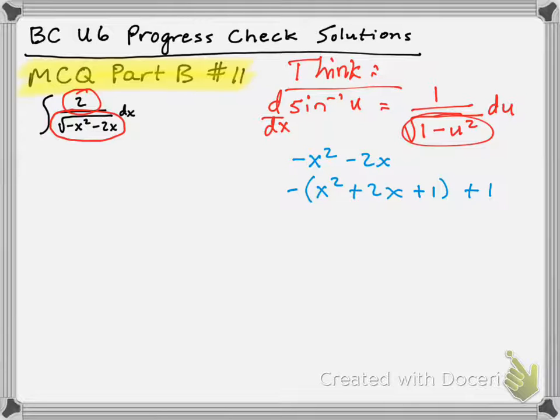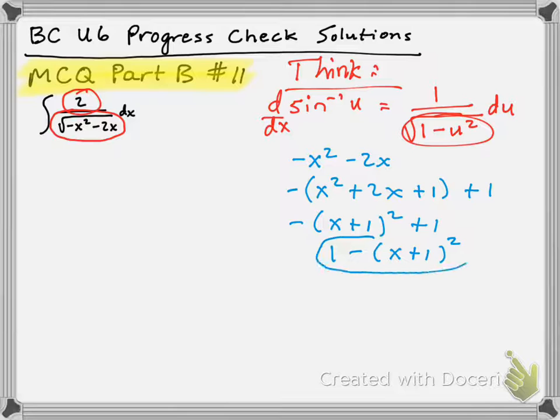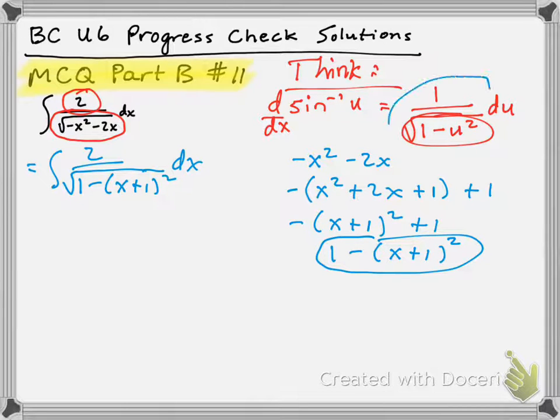And so what we have is negative (x plus 1) squared plus 1, or 1 minus the quantity x plus 1 squared. That's what goes under the radical. So we can rewrite this integrand as 2 over the square root of 1 minus (x plus 1) squared, dx. So we actually now have something that looks like that.